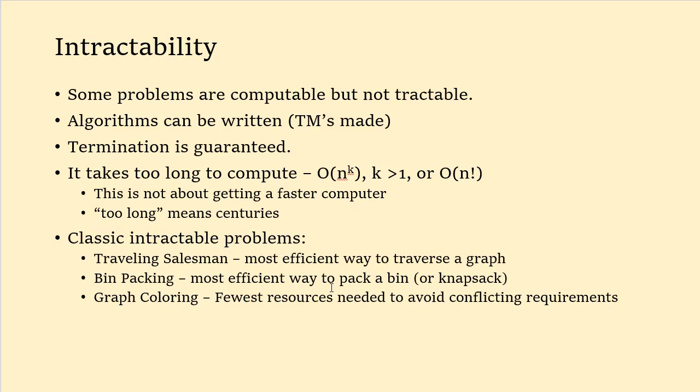And if you remember your order notation from CS315 or CS222, these are the problems that are order n to the k, the size of the problem raised to a power, like n squared is typical, or n factorial. And when I talk about too long, it's not about getting a faster computer. This thing takes centuries. So we have things like the traveling salesman problem, bin packing problem, graph coloring. You can Google those, and people have studied those a lot. But these are problems that are technically Turing computable, but in practice simply take too long. So they're not considered practically computable.